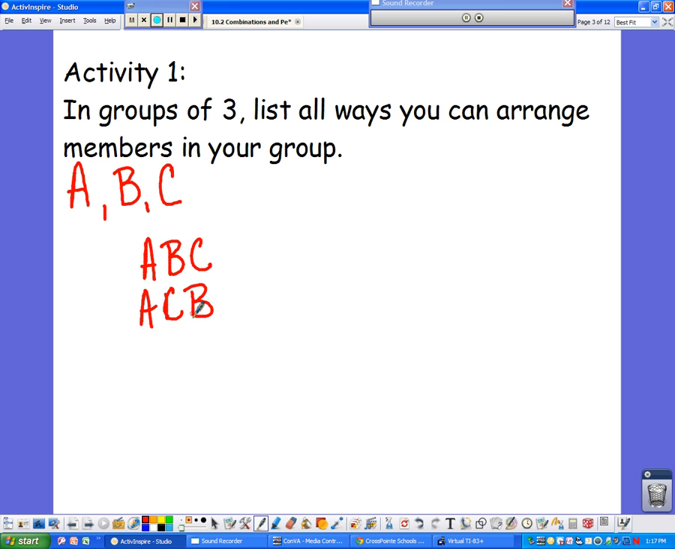Okay. I could actually pick person B first, then I could pick person C and person A. Or I could simply switch C and A. Another possible outcome would be if I picked person C first, then person A, and then person B. And then again, I could just switch the last 2.